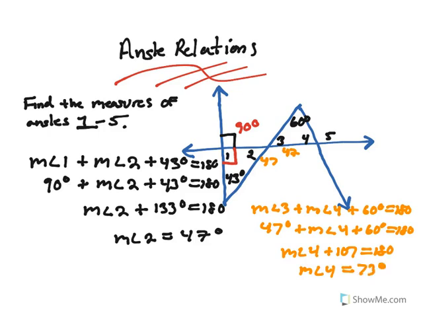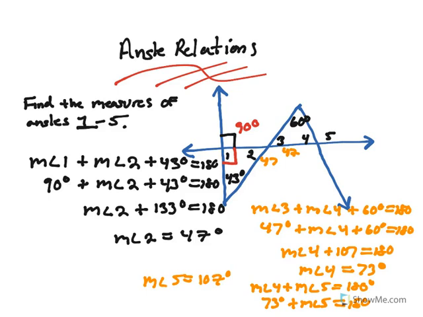All right, and if you want to find the measure of angle 5, then we know angle 4 plus angle 5 need to be supplementary, which means they have to add up to 180. So the measure of angle 4 plus the measure of angle 5 need to sum up to 180 degrees. So if you know angle 4 is 73, and you take 180 and subtract 73, then the measure of angle 5 will in fact equal 107 degrees.